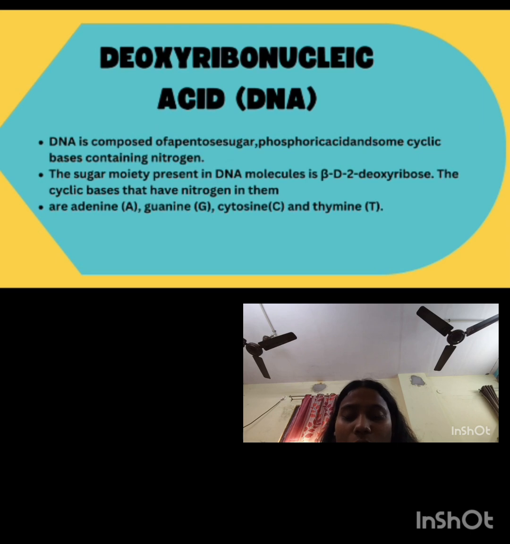What is deoxyribonucleic acid? DNA is composed of pentose sugar, phosphoric acid, and some cyclic bases containing nitrogen. The sugar moiety present in DNA is beta D-2-deoxyribose. The cyclic bases that have nitrogen in them are adenine, guanine, cytosine, and thymine.